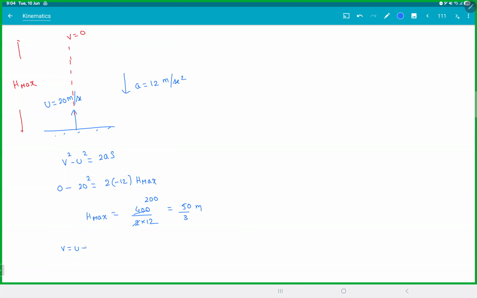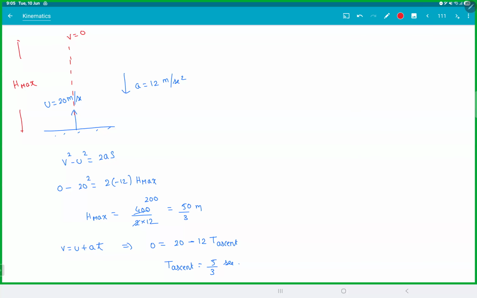Similarly, I can use v is equal to u plus at. That will be 0, and that will be 20, and that will be minus 12t. This will be your time of ascent, the time taken to reach h max. That would be 5 by 3 seconds. It takes 5 by 3 seconds to reach the top.